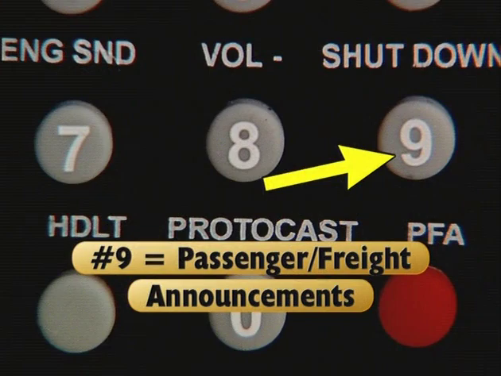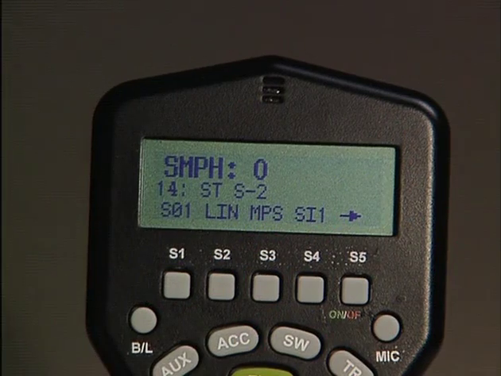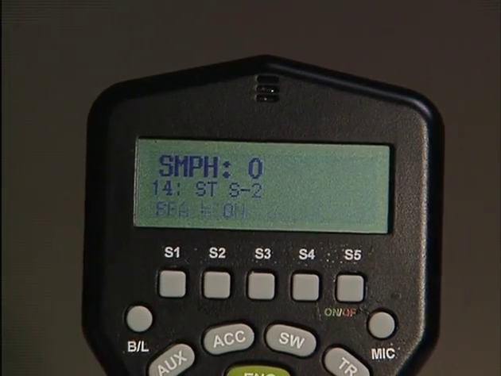Press this button to activate passenger station or freight yard announcements. The LCD will show PFA on or PFA off.